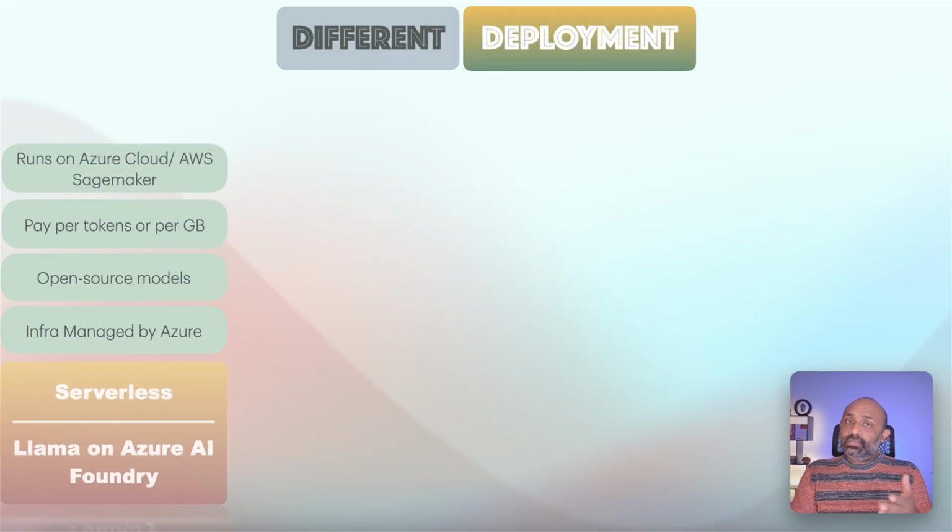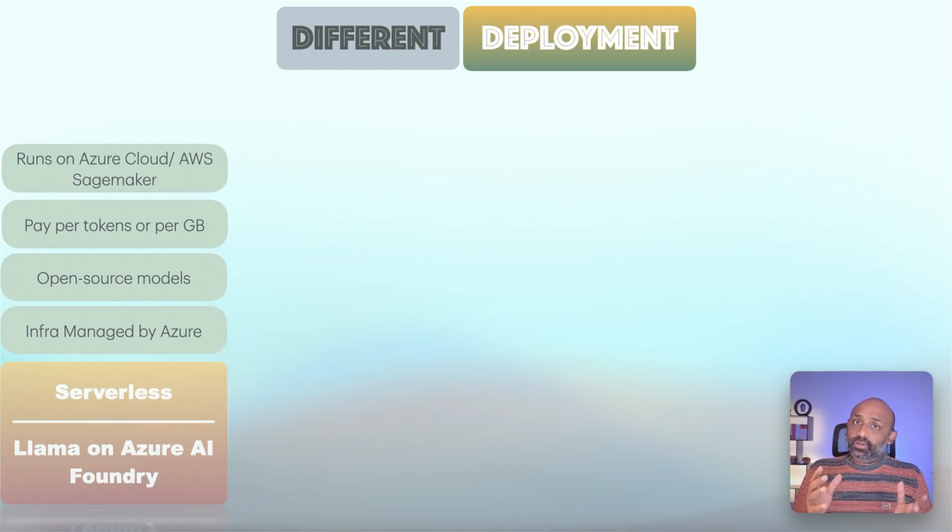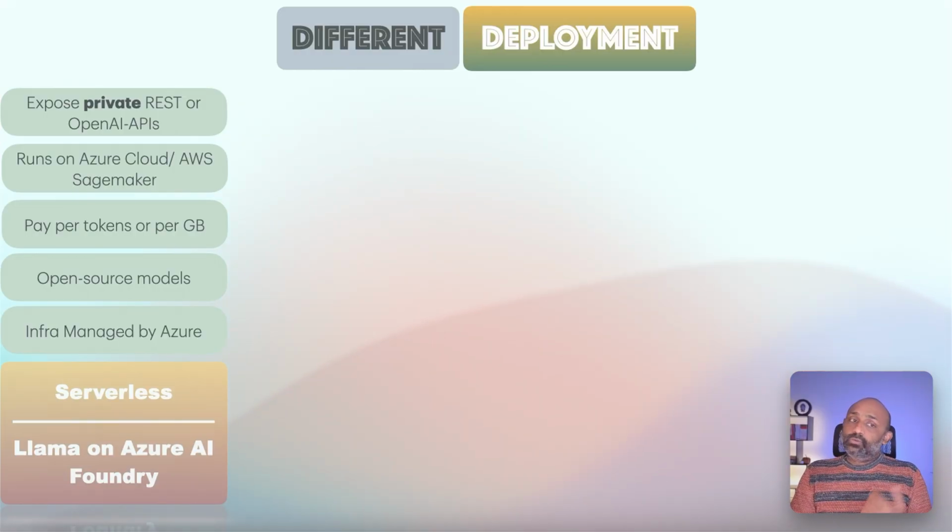So here the things run on either Azure Cloud or AWS SageMaker. Azure AI Foundry is one of the serverless offerings for deploying models. In the same way, AWS SageMaker is another option for serverless. So in this case also, we get a private REST endpoint and then we use it for our inferencing.